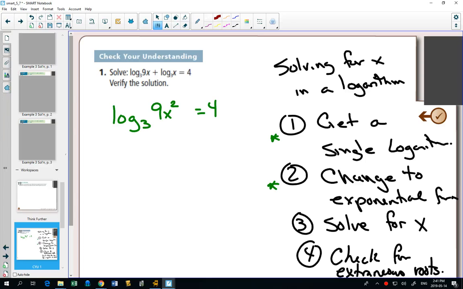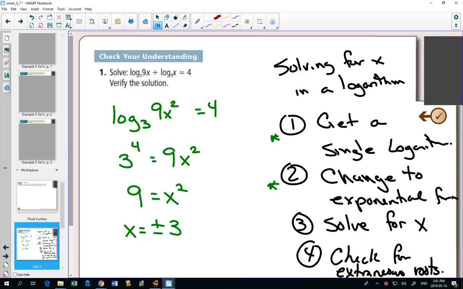And now we have a single logarithm. We can use the definition and change to exponential form. The base is 3. The exponent is 4. So 3 to the 4 equals 9x squared. It always changes into an equation that's easy to solve. Well, 3 to the 4 is 81. I could divide both sides by 9, and I would get 9 equals x squared. And when you square root both sides, you get plus or minus 3. So we solved for x.